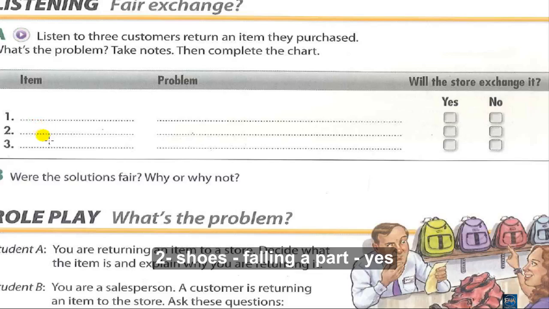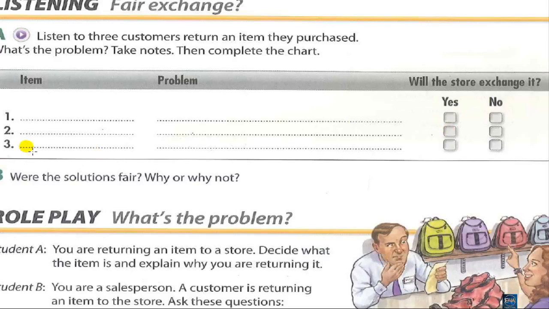2. The item, shoes. Problem: the shoes are falling apart. The stitching is coming out. So, will the store exchange it? Yes.